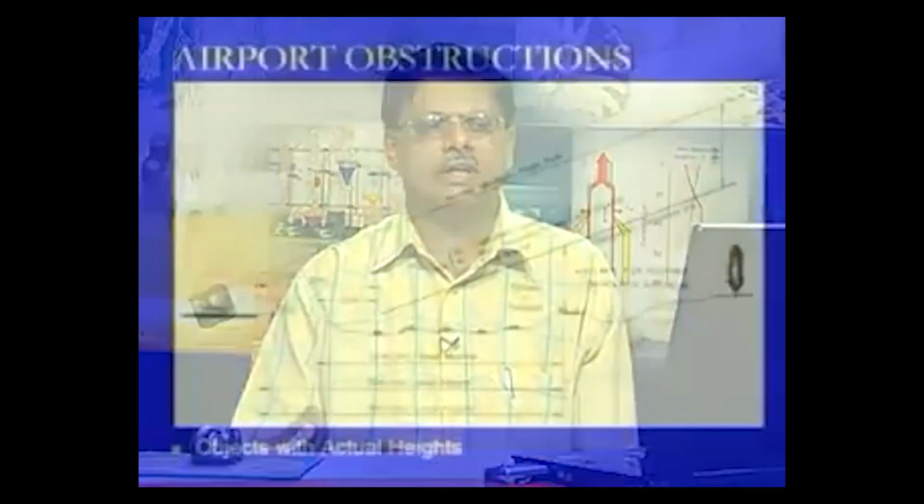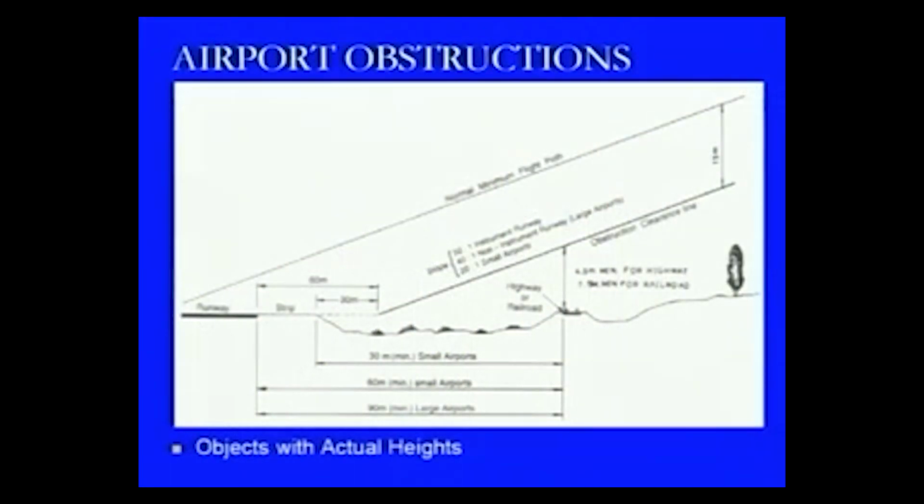This is one of the diagrams which tries to show how airport obstructions can be discussed. This is the runway strip being shown at this location, a dark black line, and this is the normal flight path of any aircraft. So, the aircraft will be going this way.